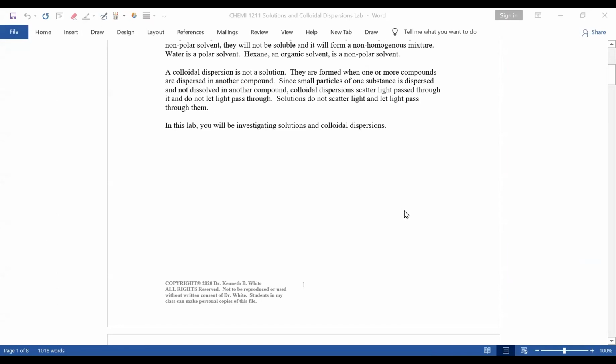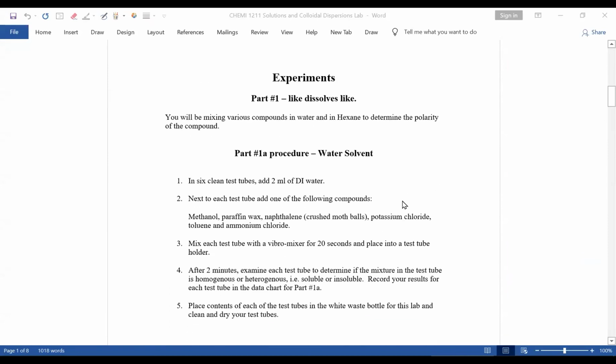All right, so in today's lab, you'll be investigating solutions and colloidal dispersions. Let's look at part one. Part one, you'll be investigating the rule of thumb, like dissolves like. And you'll be mixing various compounds in water and hexane to determine the polarity of a compound. Is it polar or nonpolar?